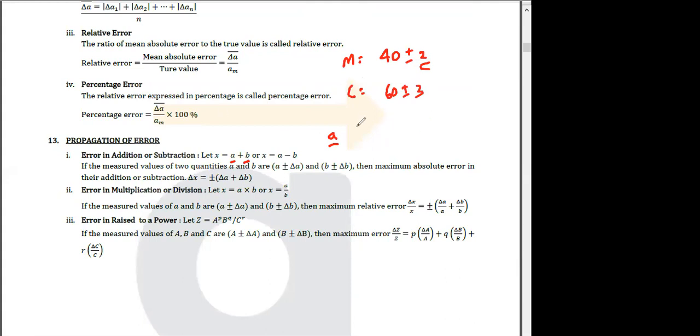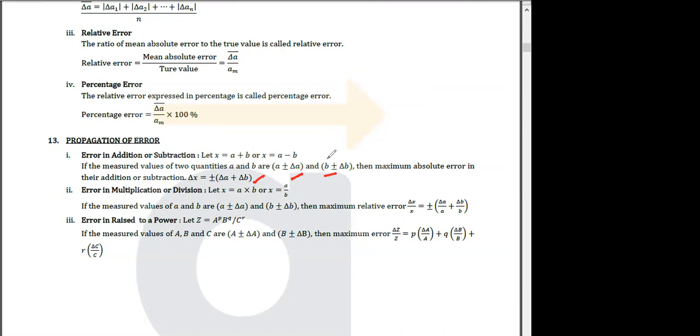So if I ask, what is the total score that you will get? Don't you think you will write 40 plus 60, plus minus 2 plus 3? Yes or no? Agree? So it is easy when your terms are added or subtracted, then the propagation of error is quite easy, simple. I guess this is clear.